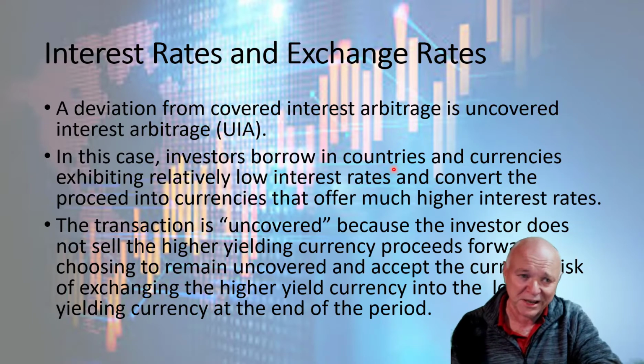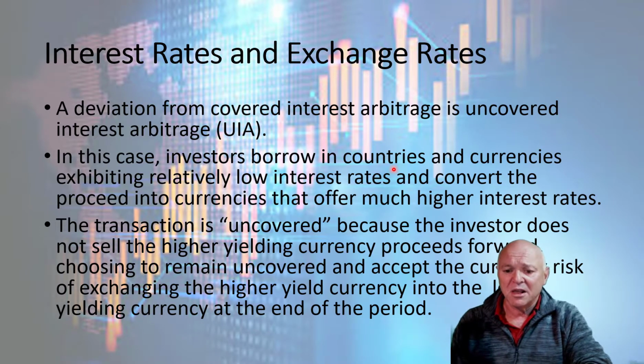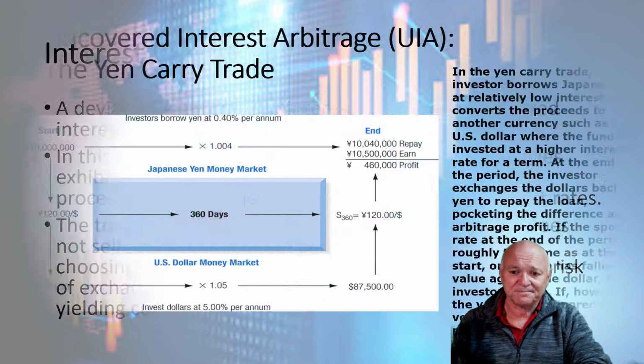And we saw this in Japan in the most recent decade. So essentially we say it's uncovered because the investor doesn't sell the higher yielding currency or doesn't short them. Selling forward is another way of shorting them, and the investor prefers to remain uncovered and accept the currency risk.